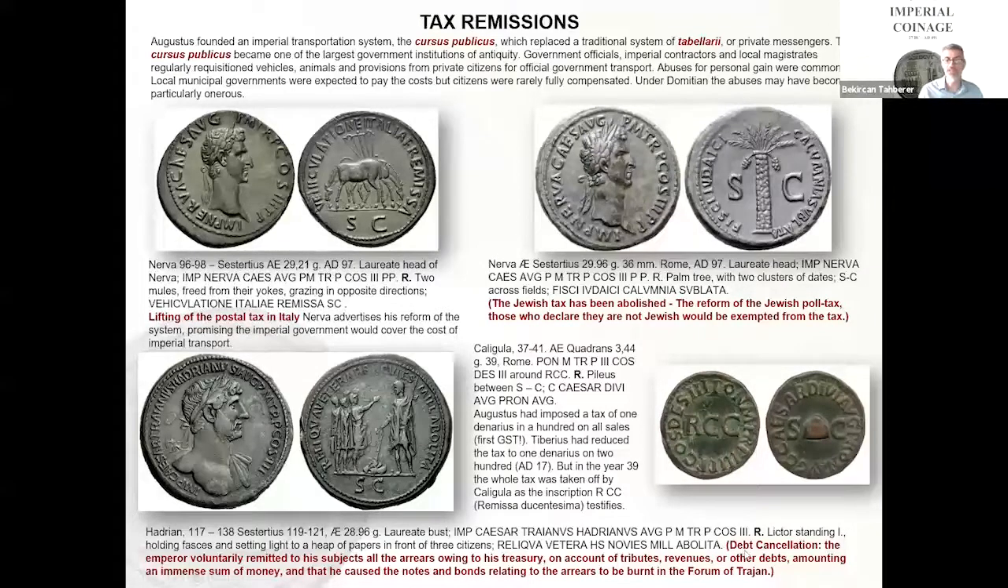So it's that cancellation. The emperor voluntarily remitted to his subjects all the arrears owing to his treasury on account of tributes, revenues, or other debts amounting to an immense sum of money, and he caused the notes and bonds relating to the heirs to be burned in the Forum of Trajan.